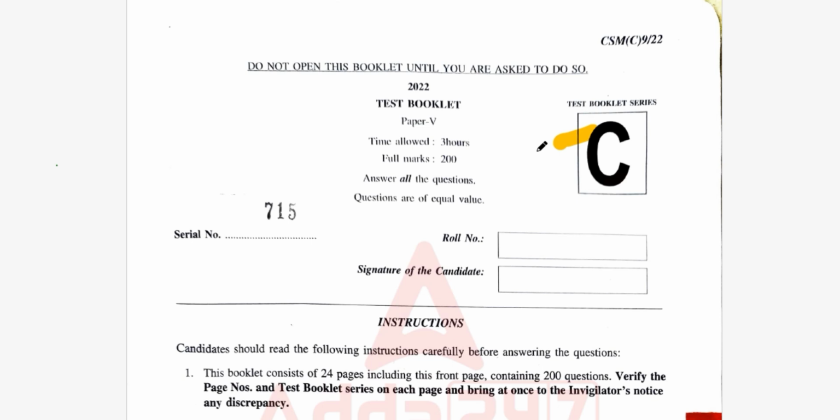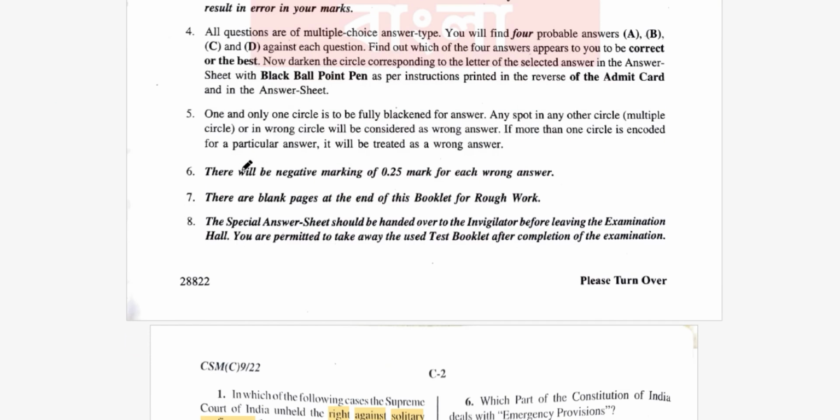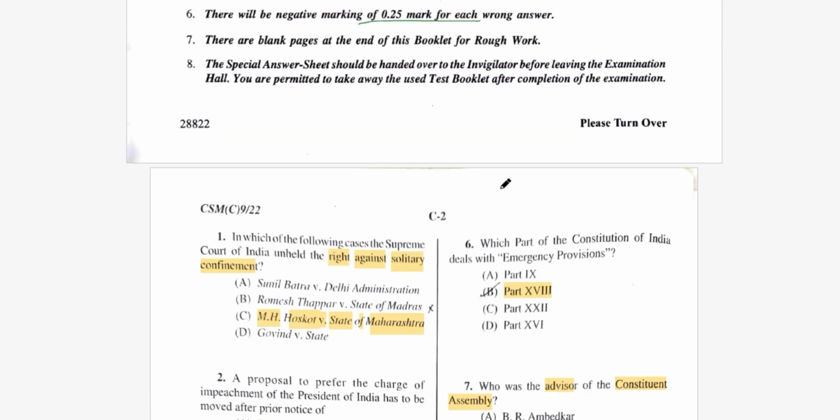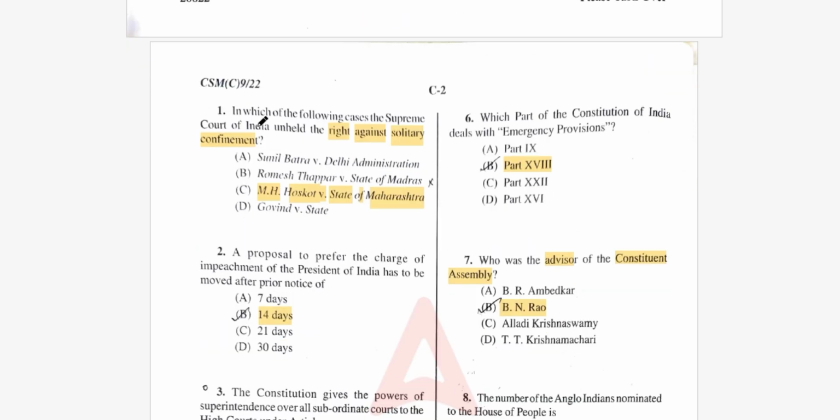Hello friends, today we are going to discuss paper 5 of WBCS Mains 2022. Now this paper 5 basically consists of two parts. One is Indian Constitution and the second is Indian economy. Okay, now let us go to the paper first.